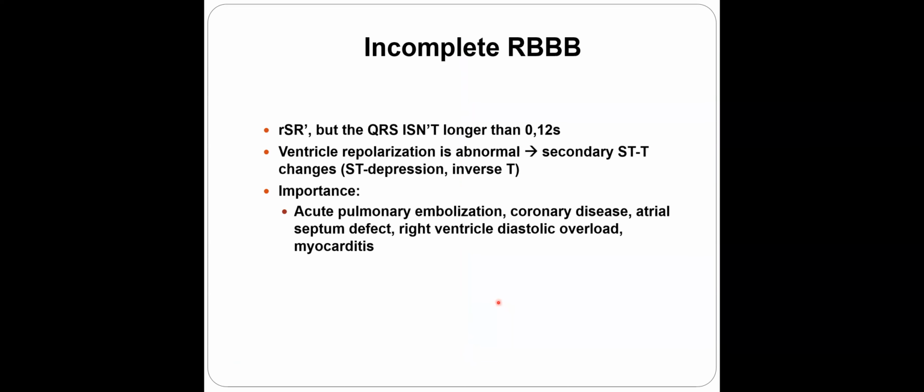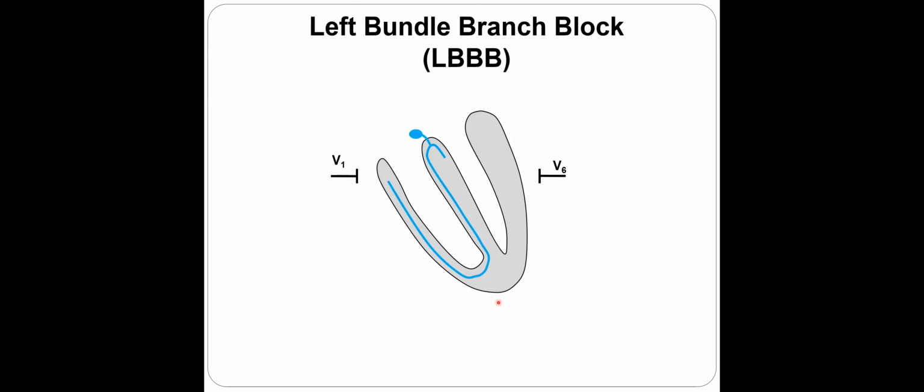Now, what do complete and incomplete mean? Complete means a complete block of the right bundle. This is why we have a longer QRS complex, longer than 0.12. Incomplete means that it is not longer than 0.12, or 0.1, but the pattern is identical. So we have an RSR pattern, but the duration of the QRS is not longer than 0.1 second.